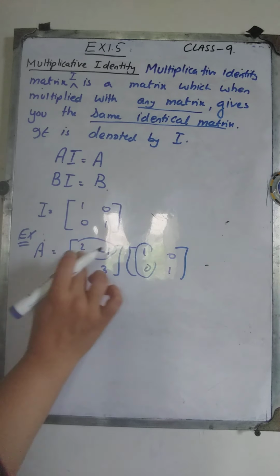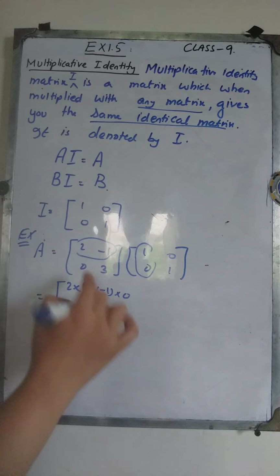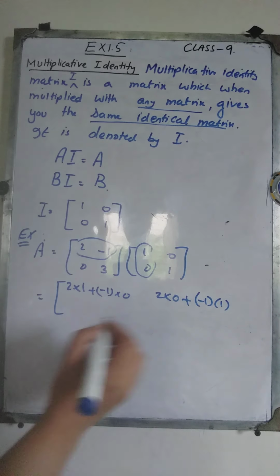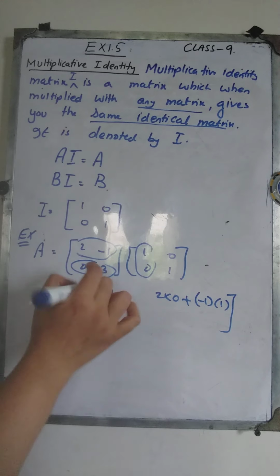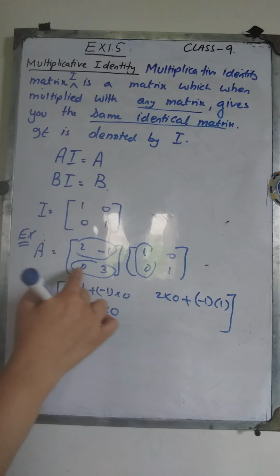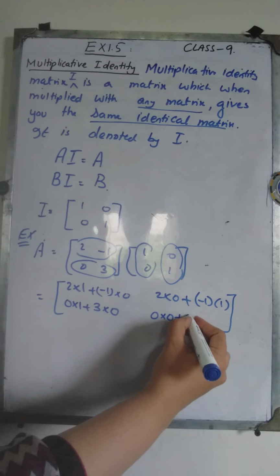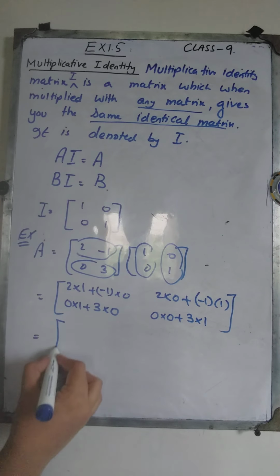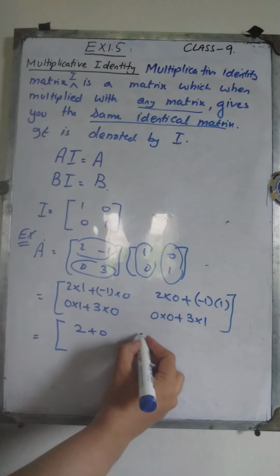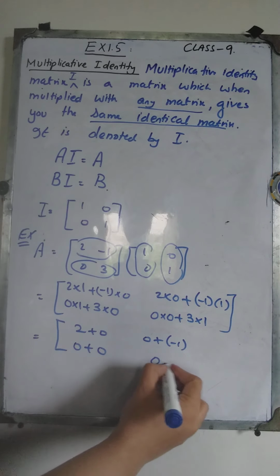Multiplying with this, what we get is 2 into 1 plus negative 1 into 0, then 2 into 0 plus negative 1 into 1. Again, multiplying the second row with the first column, 0 into 1 plus 3 into 0, and then the second row with the second column, 0 into 0 plus 3 into 1. So 2 into 1 will be 2, negative 1 into 0 will be 0, 2 plus 0, 0 plus minus 1, 0 plus 0, and 0 plus 3.